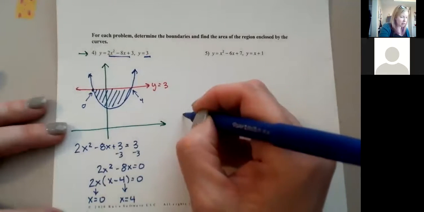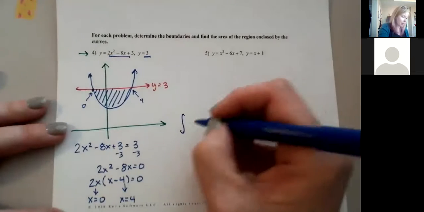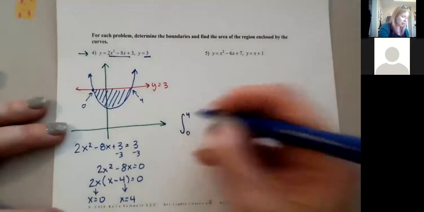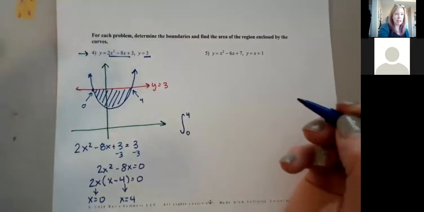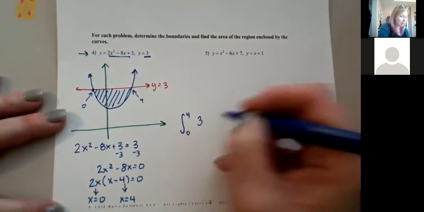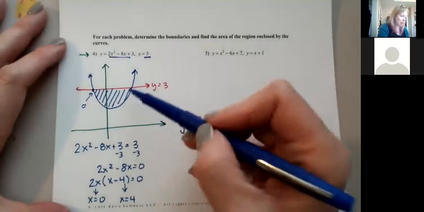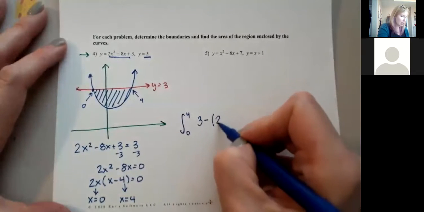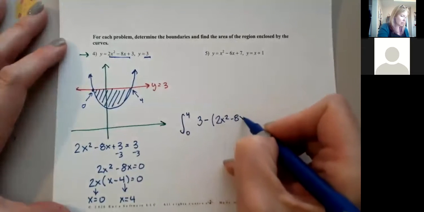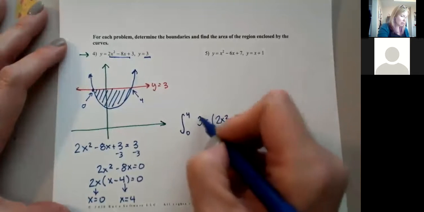So I'm going to integrate from x equals 0 to x equals 4. And like I can see, the horizontal line is the upper boundary. So I'm going to put a 3 first. I'm going to subtract the lower function, which is this quadratic right here. So minus 2x squared minus 8x plus 3 dx, the whole thing.